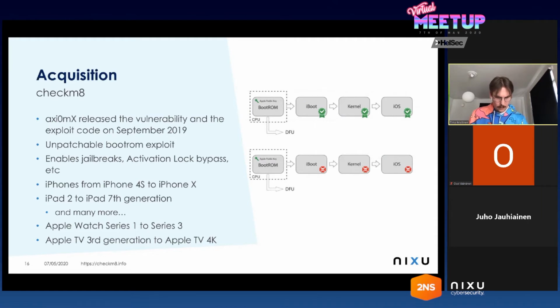Last autumn, the Checkm8 vulnerability and actually the first exploit code were released. And Checkm8 is a boot ROM vulnerability, so it's unpatchable. It works for iPhones from 4S to iPhone X. It enables jailbreaks, activation lock bypass, and stuff like that.